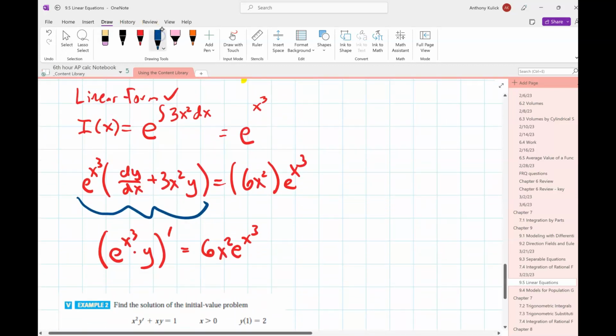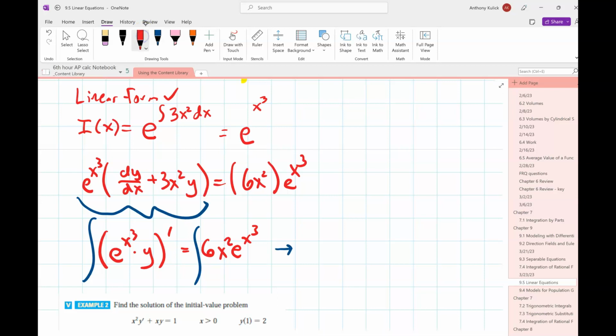So we're here. Integrate both sides. Fundamental rule of calculus says if I integrate a derivative, those things just cancel out. That's cool. The left-hand side, super easy. How am I going to integrate the right-hand side? I guess I should have a dx here.